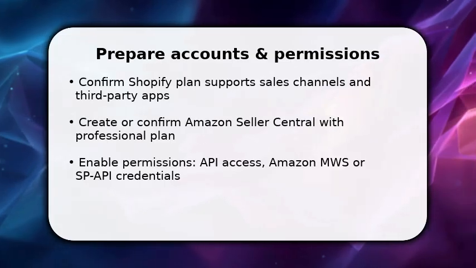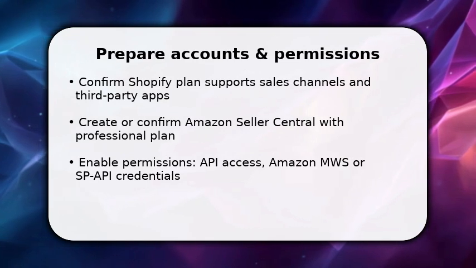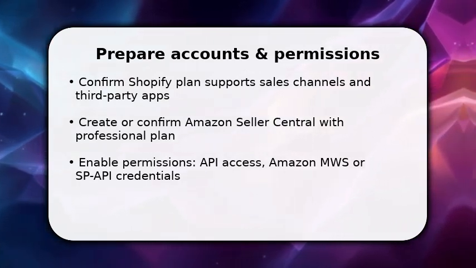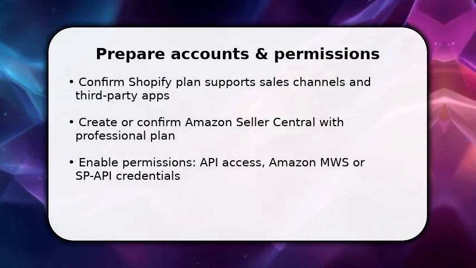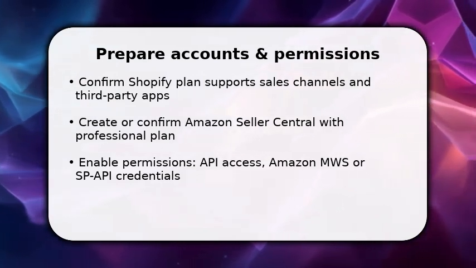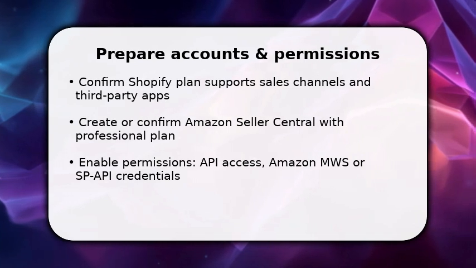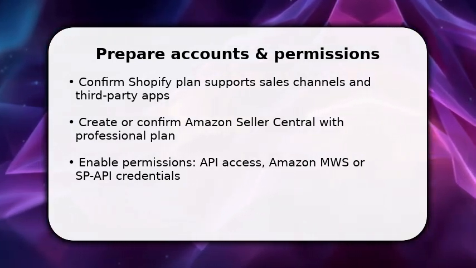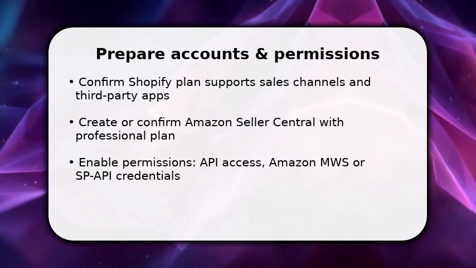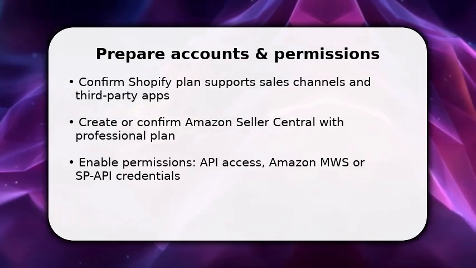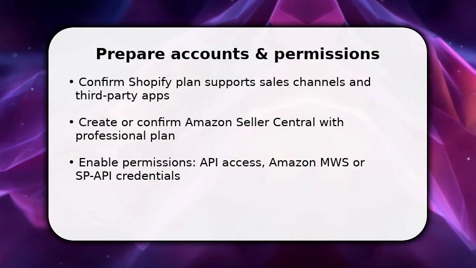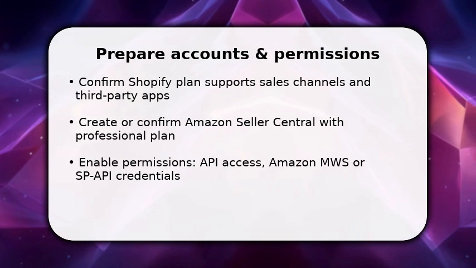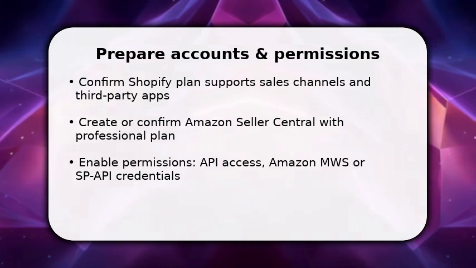You start by linking the accounts and granting access so data can flow. First, make sure your Shopify plan and Amazon seller account are ready. You need API access and a professional Seller Central. Once you have credentials, install the Amazon Sales Channel or a vetted connector app in Shopify and enter the SP-API or MWS keys. This step is about connectivity and permissions. It prevents sync errors later and lets you map products securely between platforms.